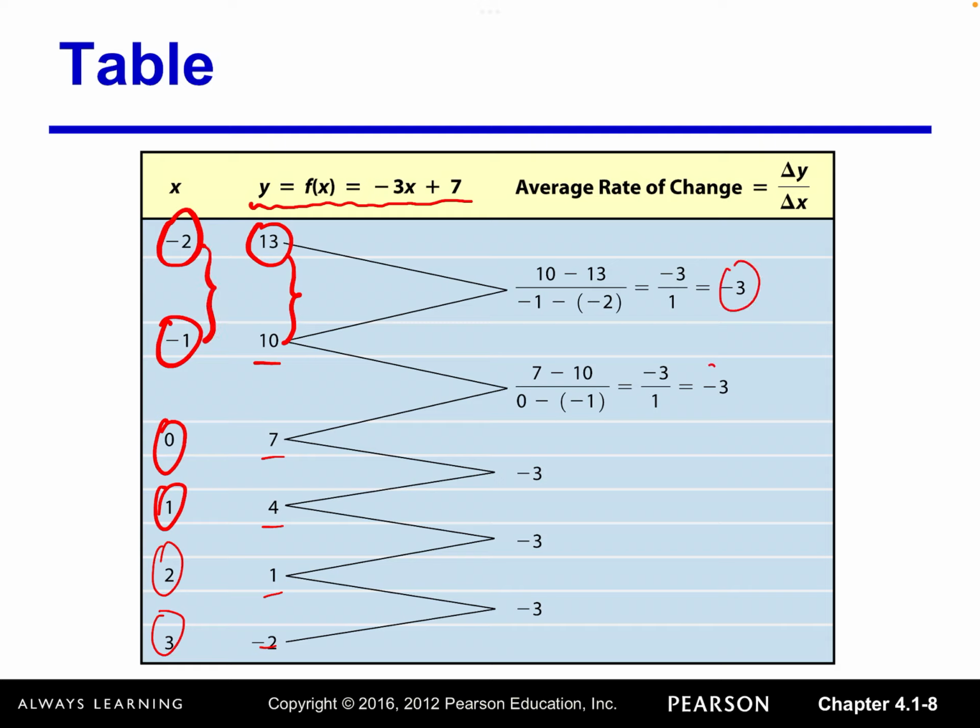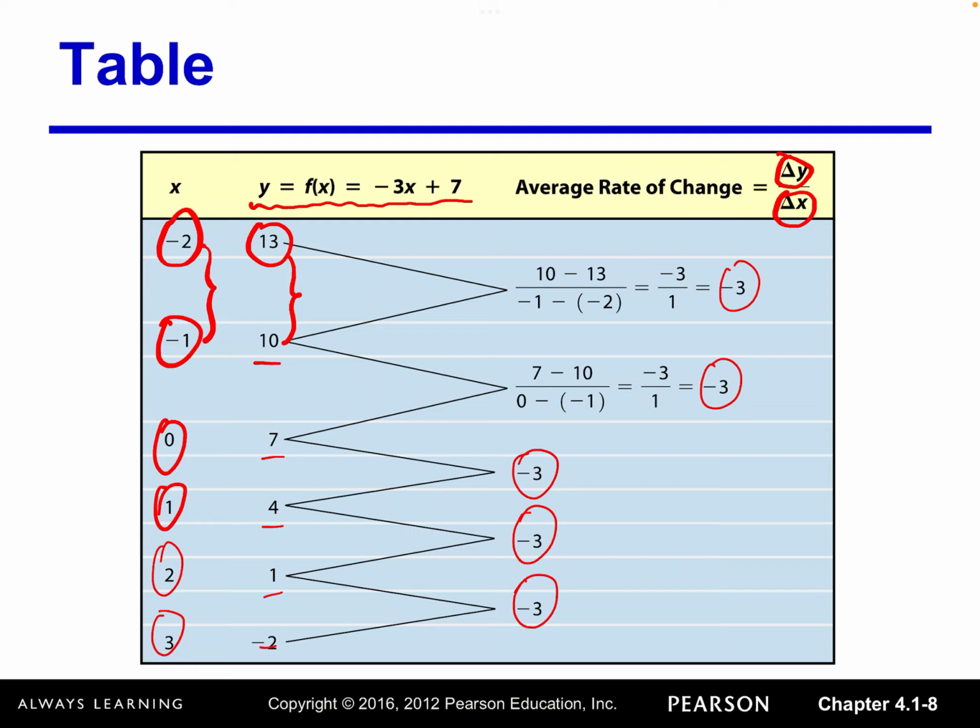And then we will see they have the same ratio of change, right? We call that average rate of change, okay? It's a ratio of two changes, the difference between two y coordinates and the difference between two x coordinates. That's why we call it average rate of change.